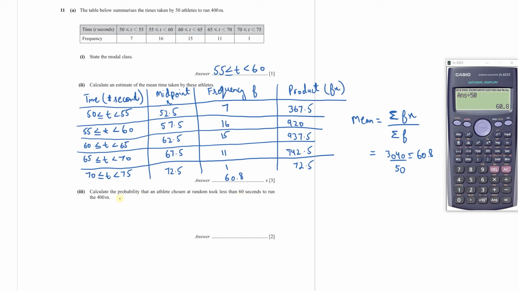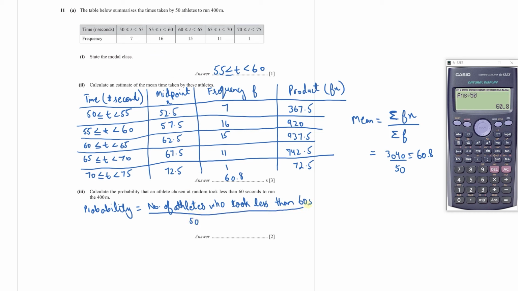to run 400 meters. So the probability that you have to find will be equal to the number of athletes who took less than 60 seconds, divided by the total number of athletes, which is 50.